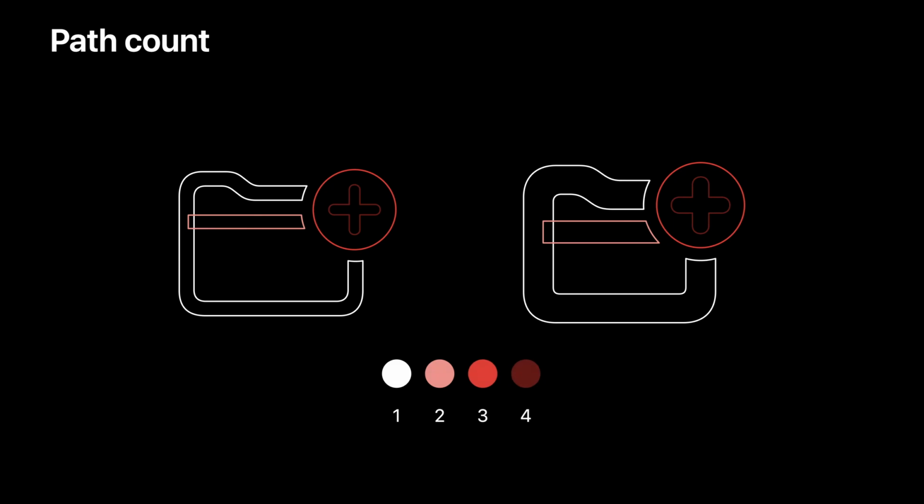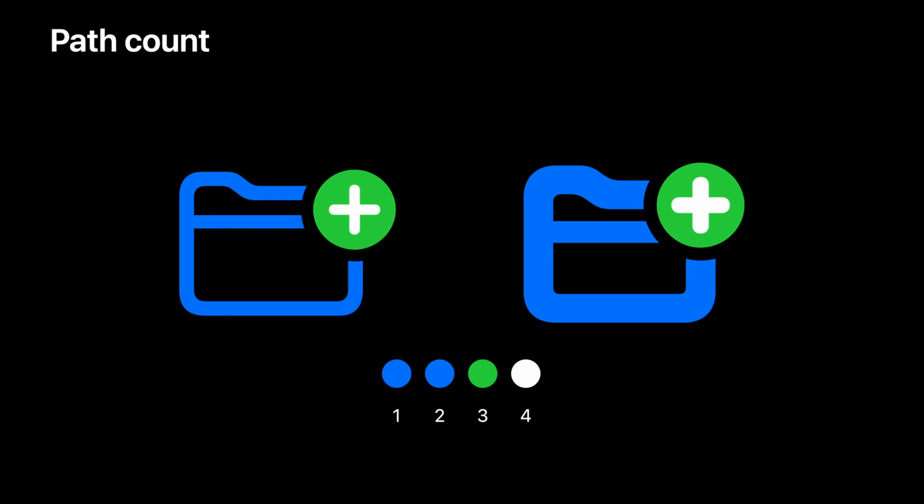Preserving the number of paths across all design variants is a requirement if you want to produce a symbol with multicolor or hierarchical data. In this example, I've colored the paths to indicate their number and order. Both design variants have 4 paths. The first 2 paths make up the folder. Then we have a circle as the third path and a plus sign as the fourth path. As a result, these 2 drawings look great in multicolor.